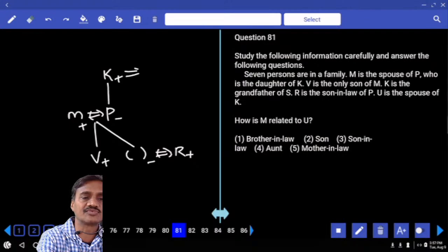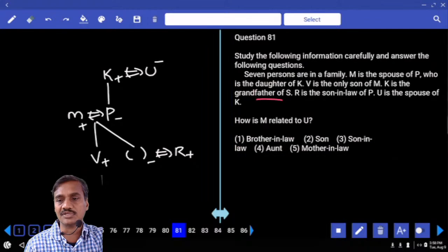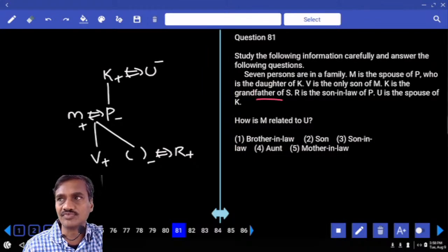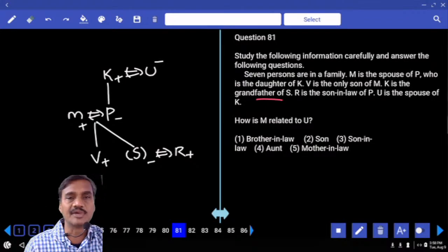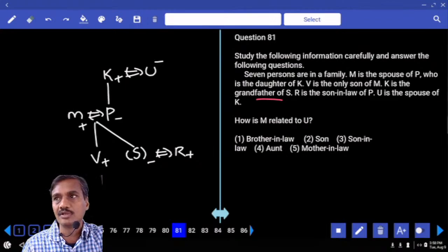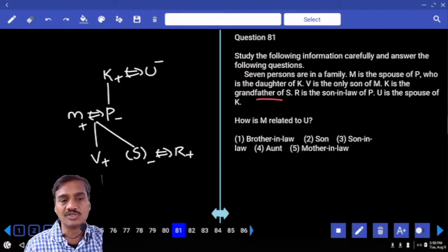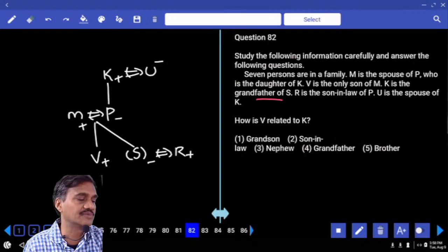And U is the spouse of K. K and U are a married couple. U is a female. Now we have one more piece of information. K is the grandfather of S. As of now, K is the grandfather of V. K is the grandfather of S as well. That means S must be married to R. Then, how is M related to U? U's daughter's husband, son-in-law. Son-in-law, choice 3, question number 81.